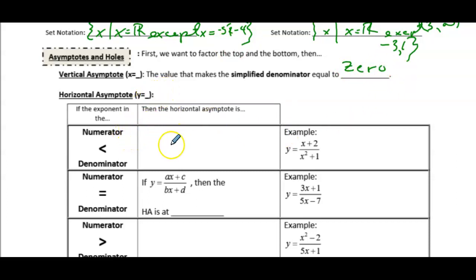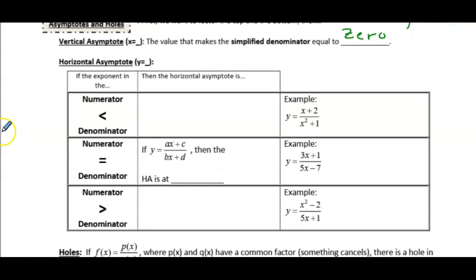Horizontal asymptotes. We have 3 choices for horizontal asymptotes, and it's based on what you are given in the problem. We're talking about the degree, which is the exponent. The numerator's exponent, in this case, is 1, which is less than the denominator's exponent, which is 2. In that case, our horizontal asymptote is always going to be y equals 0.